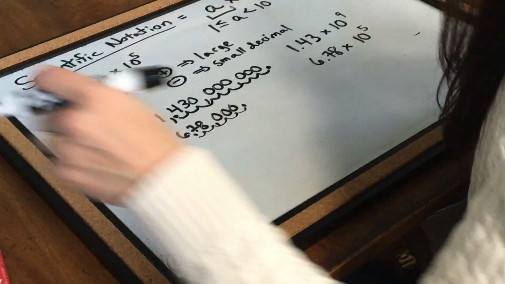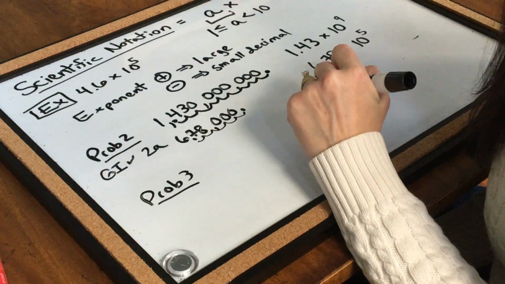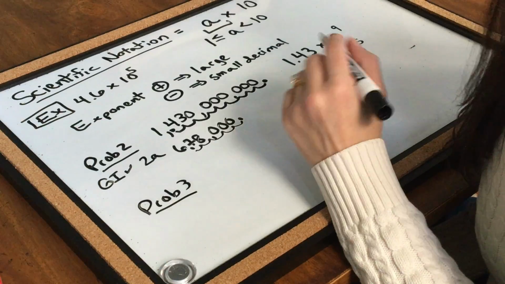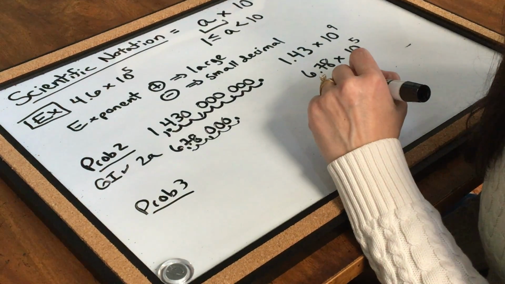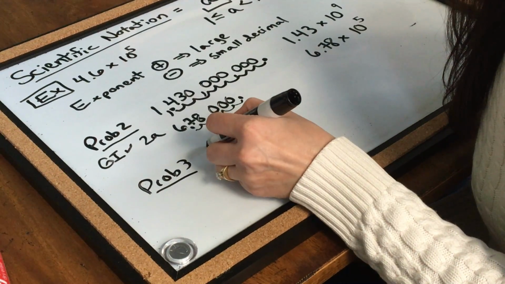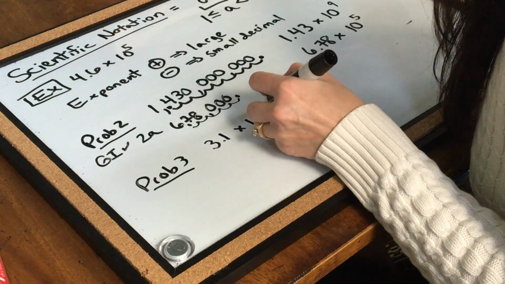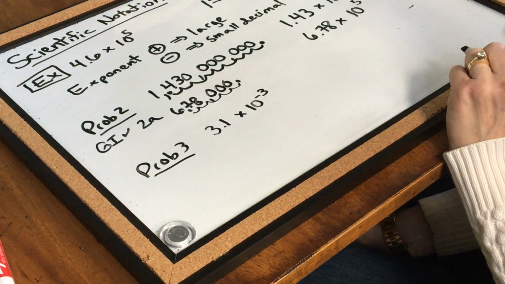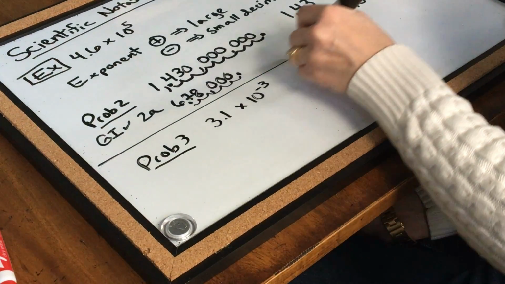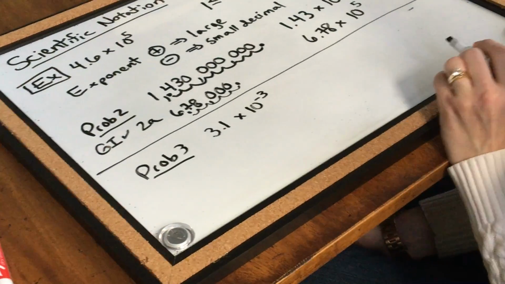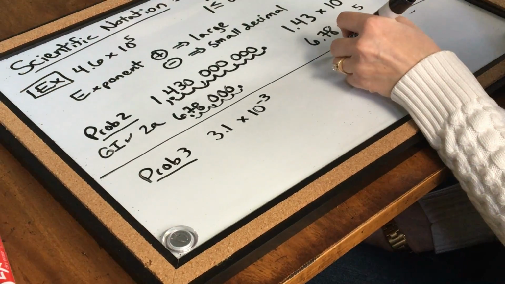You're going to need to look at the bottom of page 421. Next they give us some examples. How do you turn a scientific notation number into a standard notation number? They give us the example 3.1 times 10 to the negative 3, okay? So I'm going to change this into a number in standard notation.